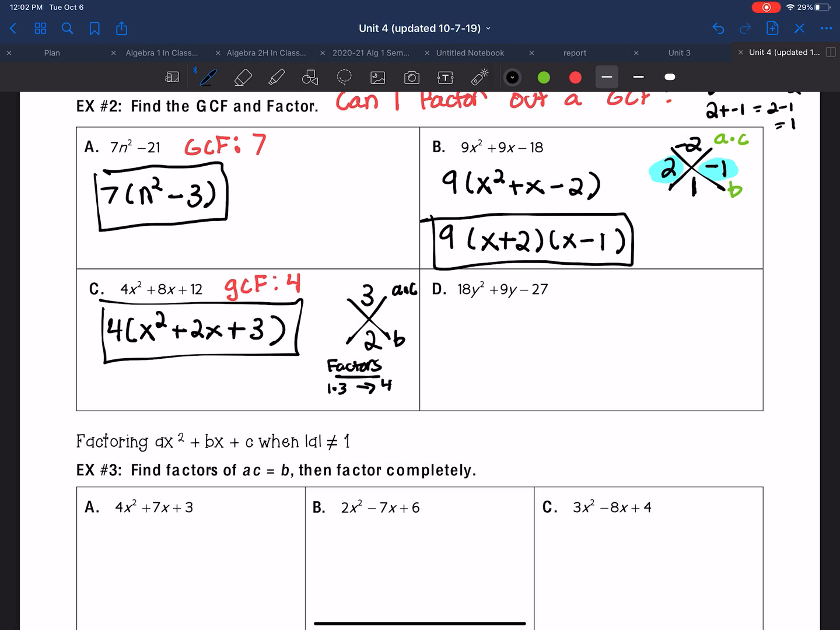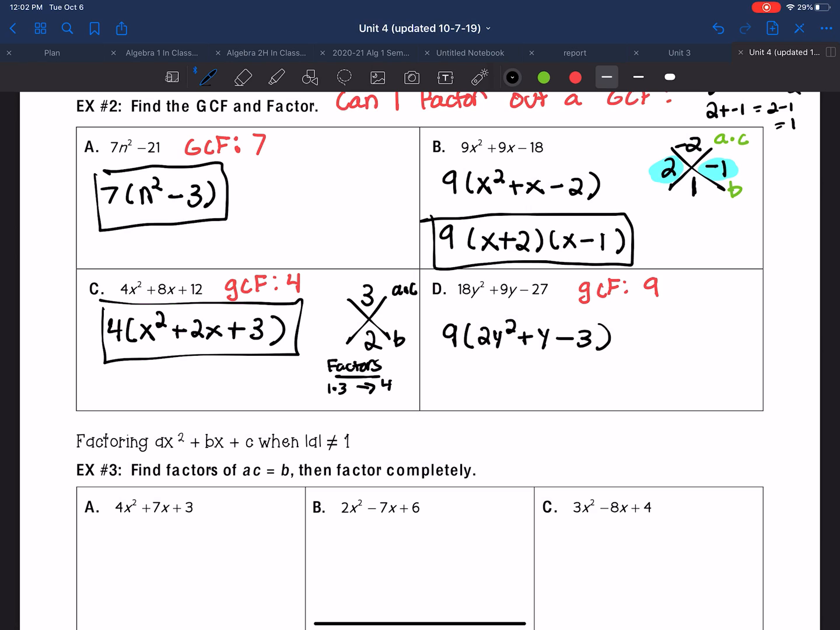Part D, 18y squared plus 9y minus 27. So here's the deal. I'm first going to look for my GCF. What is my GCF of 18, 9, and negative 27? Something that I can pull out of all three of those. Well, I know that all three of those are divisible by 9. So my GCF here is going to be 9. That's it. So I'm going to pull out a 9. 18y squared divided by 9 is going to give me 2y squared. Okay. 9y divided by 9 is going to give me just plus y. And then negative 27 divided by 9 is going to give me negative 3.